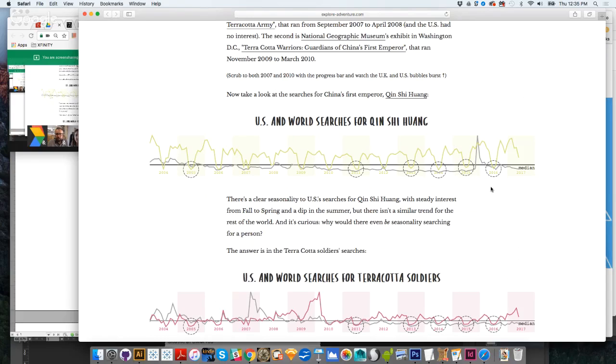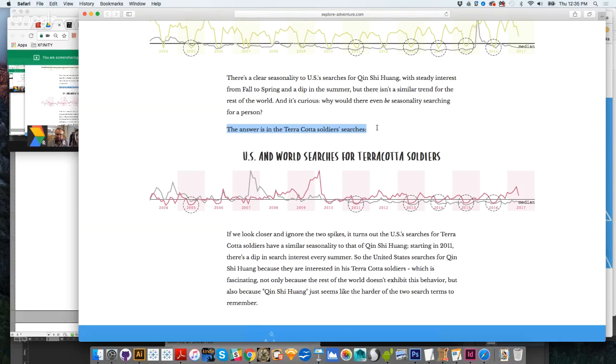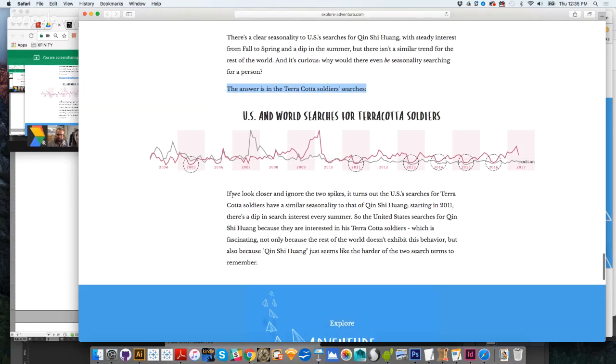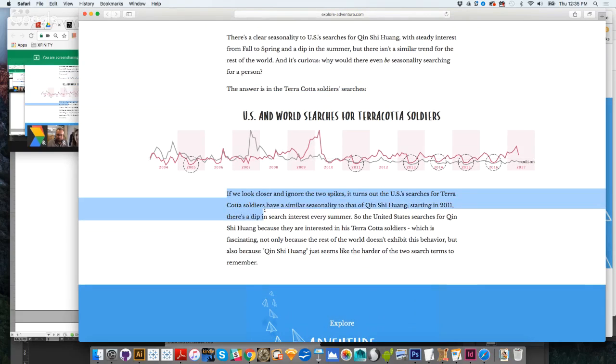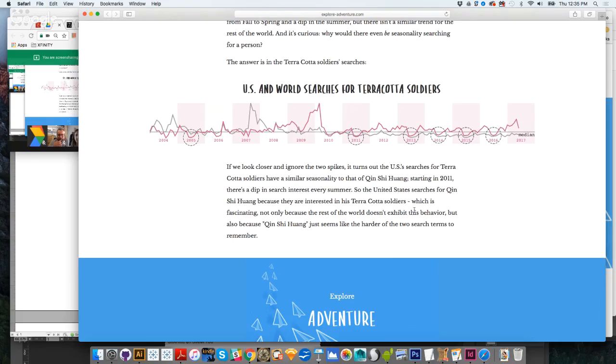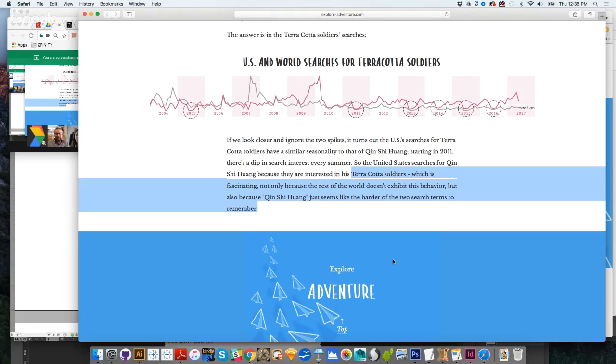That was really weird because why would a person have seasonality? Then when I looked at the terracotta soldiers, I realized that they have a very similar pattern where it dips in the summer when it comes to US searches. I still haven't figured out why, but apparently the US searches for Qin Shi Huang, the first emperor, when they want to find terracotta soldiers, which makes no sense to me because that seems like a harder word to search for than just terracotta soldiers. But search data is a mysterious and amazing thing.